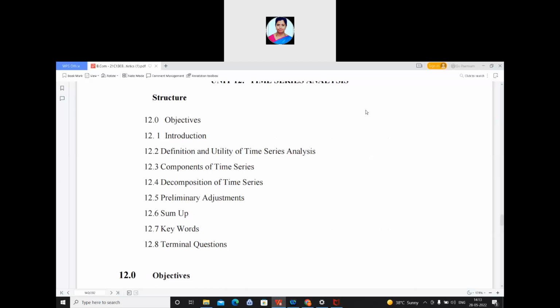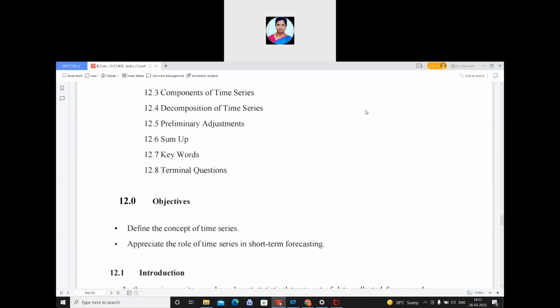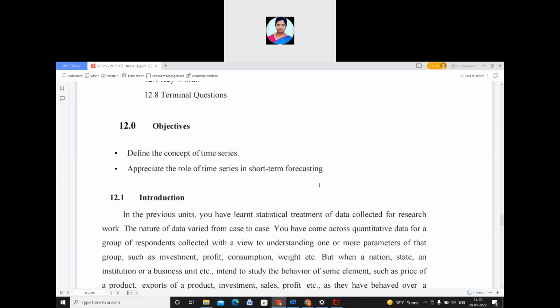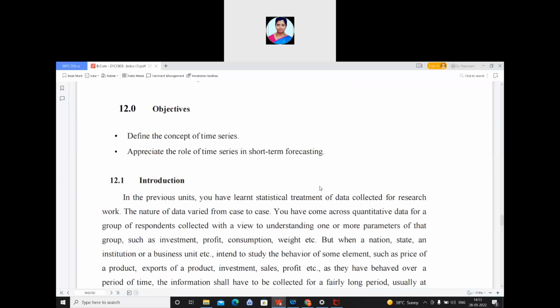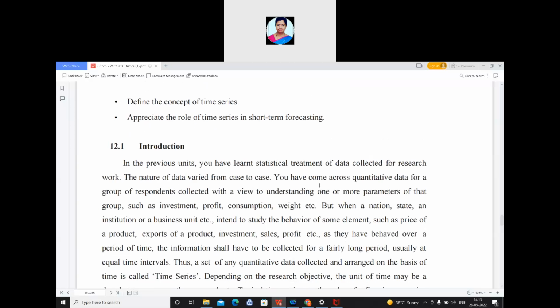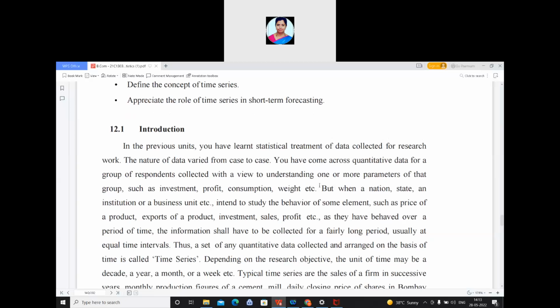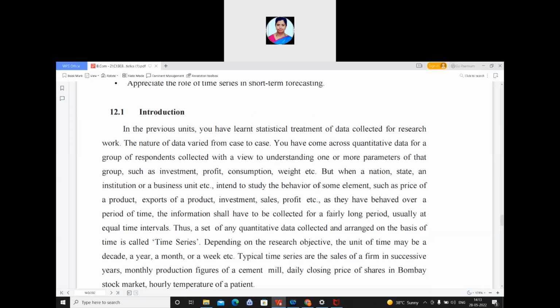So let us see what our objective is for our studies in this time series. The first one: we will define the concept of time series analysis, and the appropriate role of time series in short term forecasting. These are our objectives. Now we will move on to the introduction. Here we will see what is meant by time series and where we are using it.